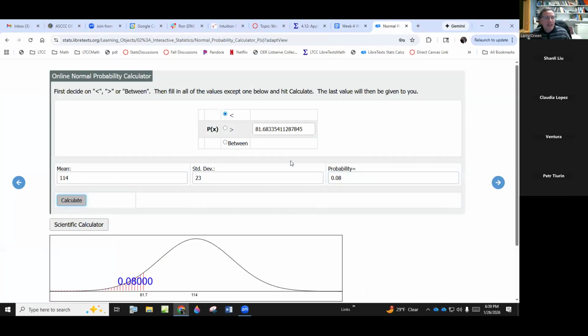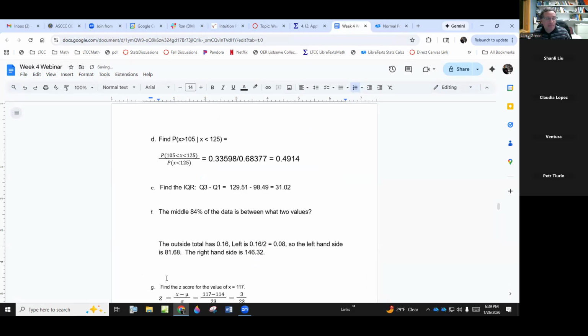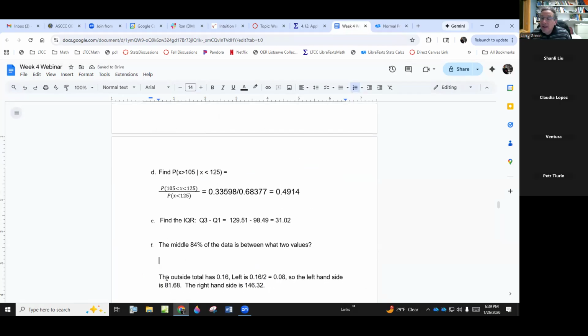I think the easiest is saying, well, the right-hand side has 8%. That means that we can say greater than 0.08. So there's an 8% probability of being greater than some number, and that'll be 146.32 or so. So that's the two values that it's between. It's between 81.68 and 146.32. Any questions on that?